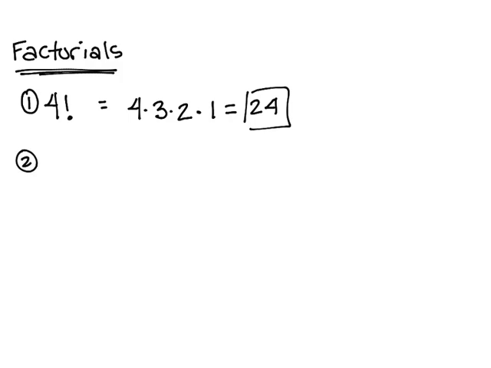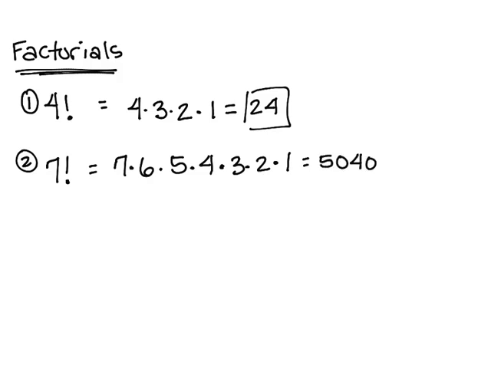If you had 7 factorial, that's simply going to be 7 times 6 times 5 times 4 times 3 times 2 times 1. If you take your calculator and multiply all of that together, that will give you 5,040.